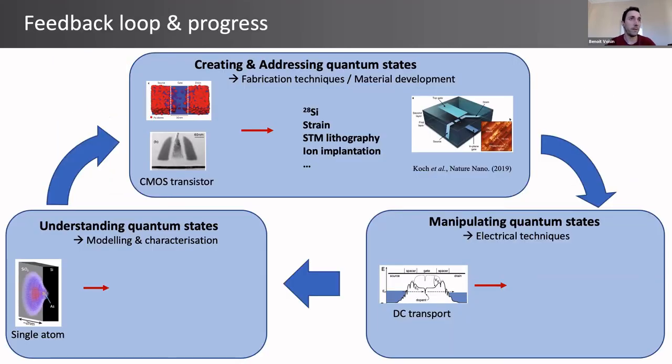Here I'm going back to the feedback loop again. You can see that from nanotransistors, there's been a zoo of material development to create those very exquisite devices for quantum computation. Now I'm going to move to the next step, which is to design electrical techniques to perform more and more complex operations.